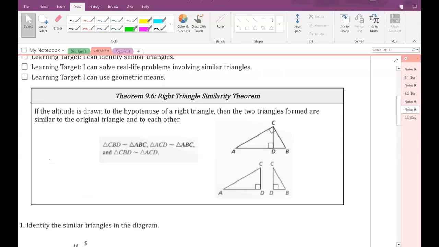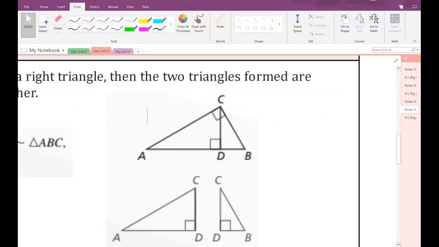So, the regularity theorem says if an altitude is drawn to the hypotenuse of a right triangle, then the two triangles formed are similar to the original triangle and to each other. So an altitude, think of it as like the height of a triangle. Looking at triangle ABC, the altitude is CD. That's your altitude. So we drew an altitude from angle C to our hypotenuse.